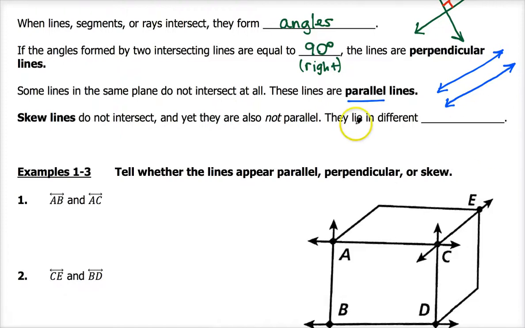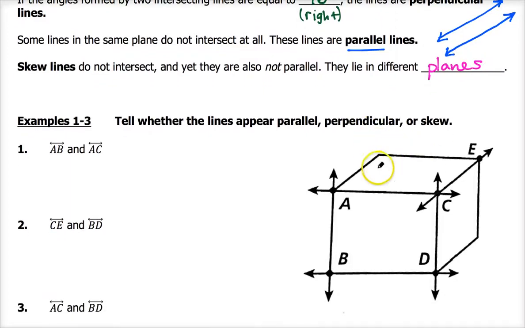And there's a third type of relationship amongst lines that you may not be familiar with, but those are called skew lines. Skew lines do not intersect, but they're not parallel lines, and the reason they're not parallel is because they lie in different planes. The easiest way to explain skew lines is just to take a look at this visual diagram down here below.